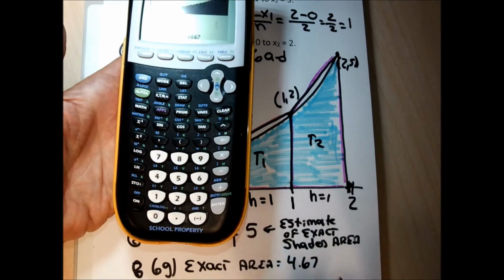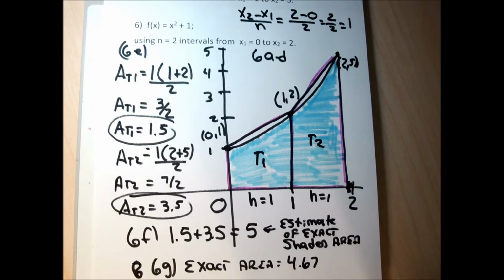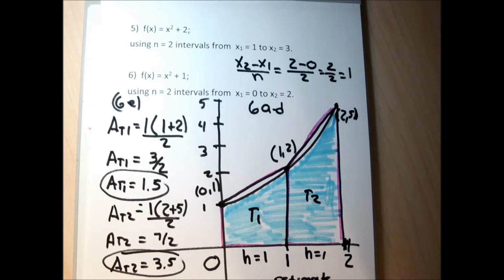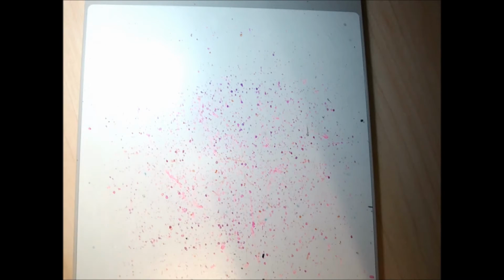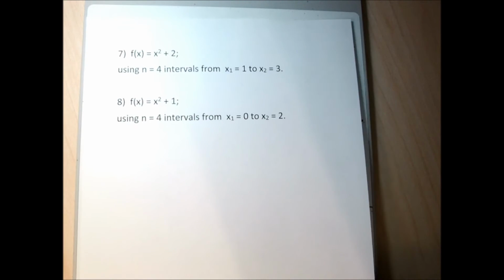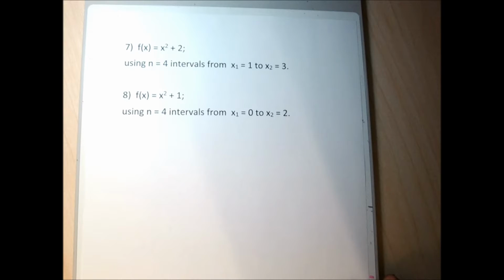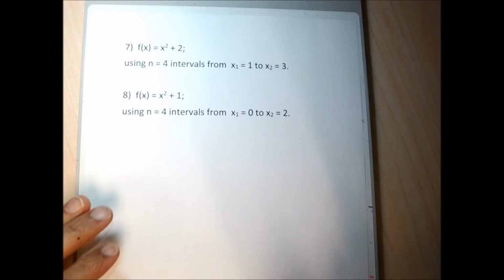So again, I've overestimated, but not as big of an overestimate as I had been doing, but nevertheless, it's not exact. All right, so you can give problem 5 a go. I think I'm going to, well, yeah, let me do 8 and see what happens in terms of time. All right. 8, same function, x squared plus 1, but doing 4 intervals as opposed to 2.